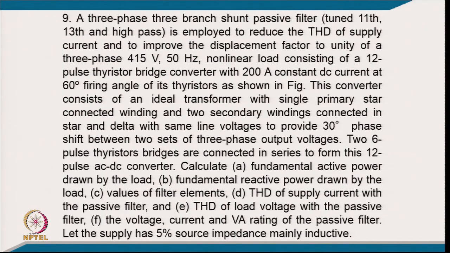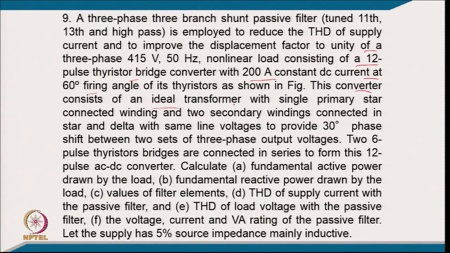Coming to example 9, a 3-phase 3-branch shunt passive filter tuned for 11th and 13th and high pass is employed to reduce the THD of supply current and to improve the displacement factor to unity of a 3-phase 415 volt 50Hz non-linear load consisting of a 12 pulse thyristor bridge converter with 200 ampere constant DC current, 60 degree firing angle of its thyristor as shown in the figure.